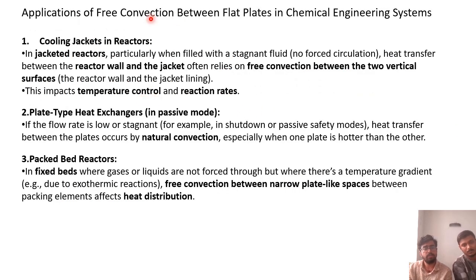Now we will see the application of free convection between flat plates in chemical engineering systems. Now, the problem we discussed, we could see how it could be useful. So the main one is the cooling jacket and reactor. Usually in the cooling jacket and reactor, forced convection takes place, but in certain situations, like when a shutdown is taking place or in passive mode, the fluid will be stagnant. So in that case, the heat transfer between reactor and wall often relies on free convection between the two vertical surfaces, that is the reactor wall and the jacket wall. And between these will be the fluid.